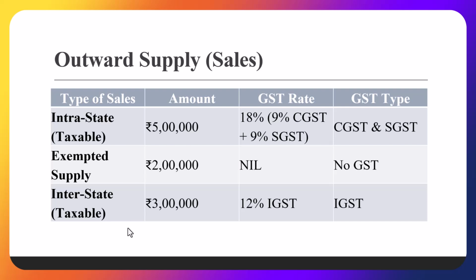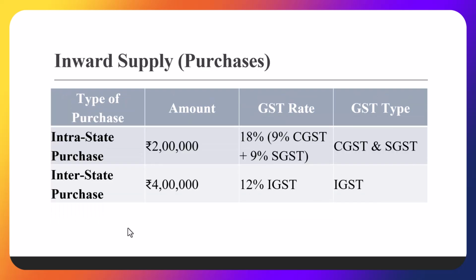So, 5 lakhs is the intrastate sale taxable, and exempted supply is 2 lakhs, and interstate sale is 3 lakhs. So that's why for outside the state, IGST is payable at 12%. For exempted supply, there is no tax, and for intrastate, the tax is 18%, which is 9% both CGST as well as SGST. Okay, fine.